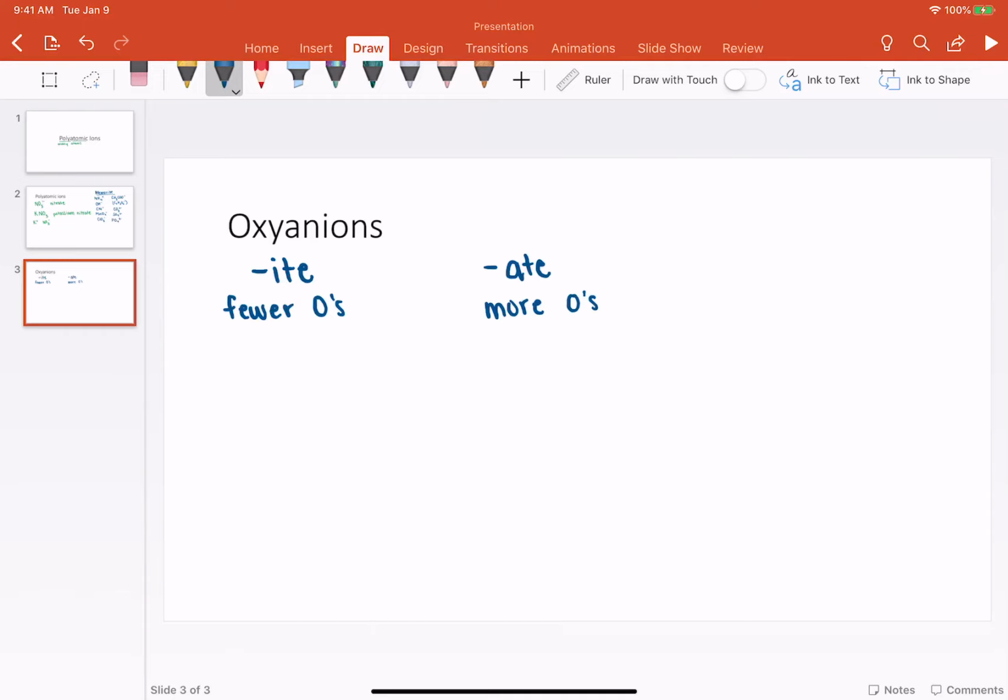So for example, if we have NO2 minus versus NO3 minus, we already talked about NO3 minus. We already identified that as nitrate in the previous slide. So notice NO2 minus has one fewer oxygen atom than NO3. So that one is going to be nitrite.